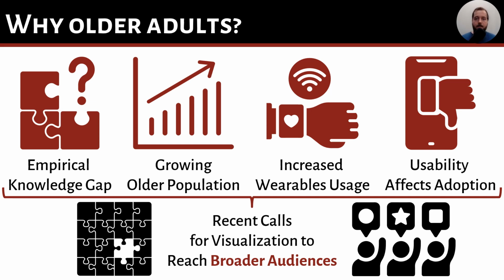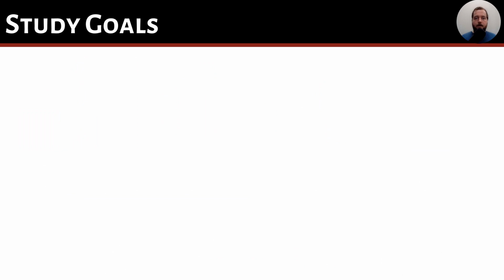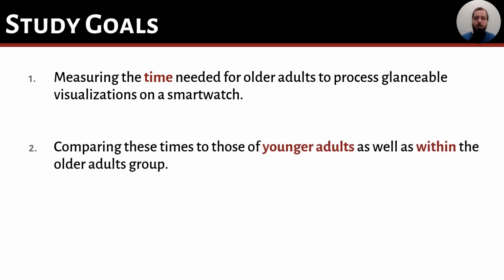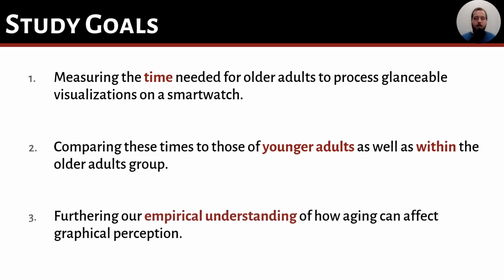Overall, this work coincides with recent calls by visualization researchers to work toward expanding the use and usability of visualizations for broader audiences. We devised our study with a few goals in mind. First, we wanted to benchmark the time needed for older adults to visually process glanceable visualizations. We then wanted to compare their times to those of younger adults, but we also wanted to see if any differences occur within the older adults age group. Once we had those observations, we wanted to use them to draw conclusions about how aging can affect our graphical perception of glanceable visualizations.